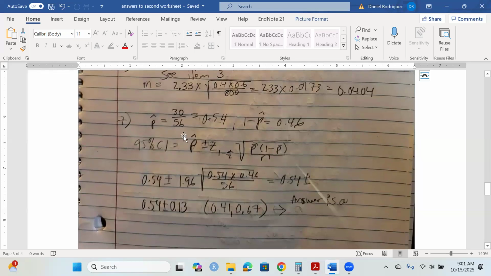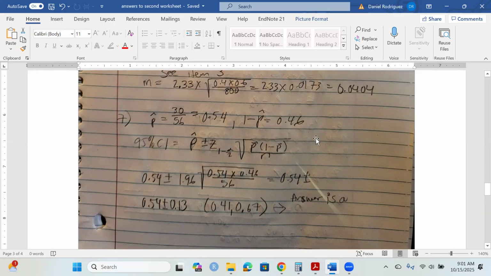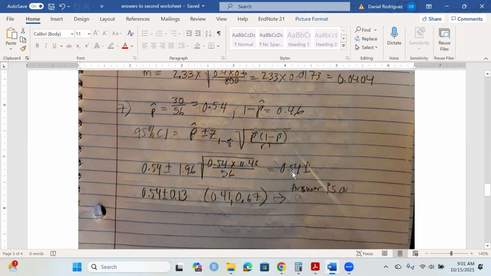Yes. So we had 30 of 56, so our proportion of successes is 0.54, or failures, if you will. 1 minus success is 0.46. We use success in probability or proportions. Well, probability, in this case, are the same thing.